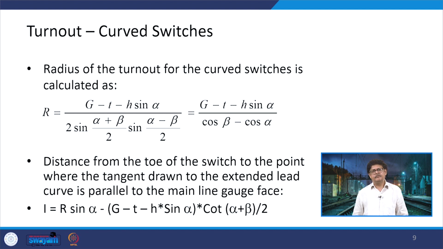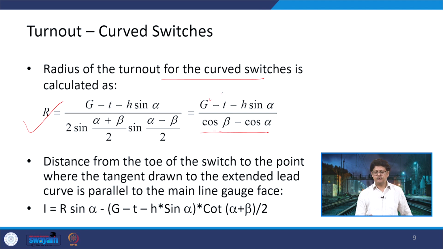Another modification of the switches: so far what we said is that they are not curved switches. In the case of these switches, the tongue rails are straight. So, if everything is made curved, the radius of the turnout for the curved switches is calculated by this formula: G minus T minus H sin alpha, divided by 2 times sine of (alpha plus beta) by 2 multiplied with sine of (alpha minus beta) by 2, and this can be transformed as cos beta minus cos alpha in the denominator.